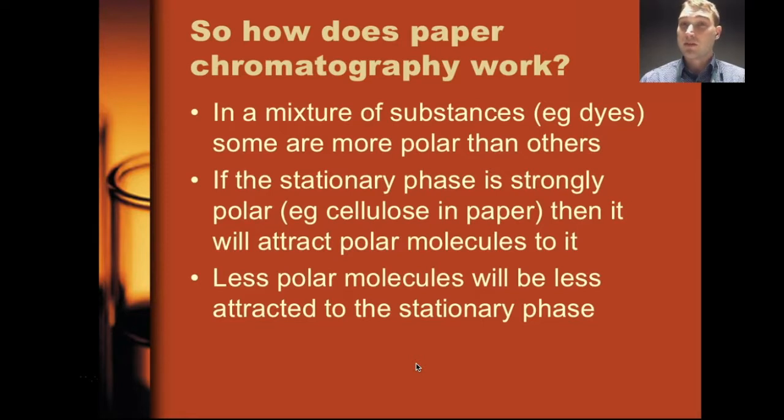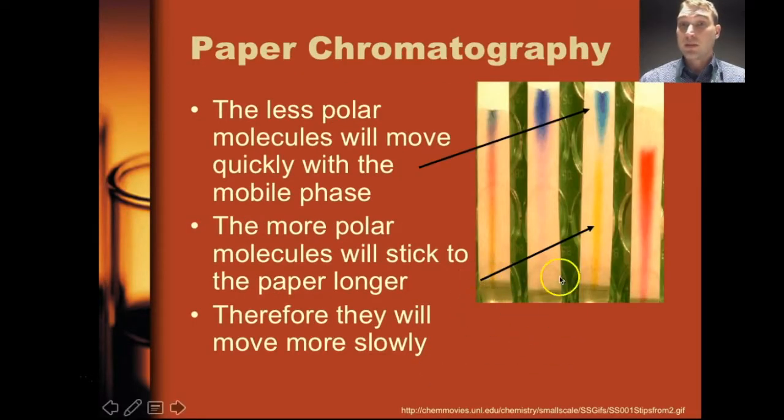So that means the polar parts of your mixture of dye will stick to the paper really readily. The non-polar or less polar substances won't stick to the paper as much, so they'll be carried along with the mobile phase. Let's look at some examples. If we look at our yellow ink here, it is sticking to the paper more. It is not rising as quickly with the solvent, the water in this case, as the blue ink is above. So this yellow ink is more polar than the blue ink here. The blue ink is less polar. It's not sticking to the polar stationary phase, so it's being carried along with the mobile phase and rising higher.